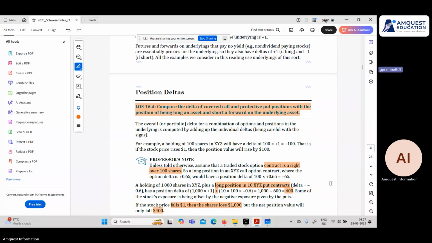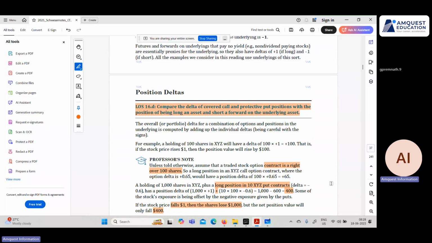If the stock price falls by $1, then the shares lose 1,000. Obviously, so assume that you don't have any option over there. So the value will fall by $1,000, right? Yeah, but the value of your put option will increase. So you also have a put option.